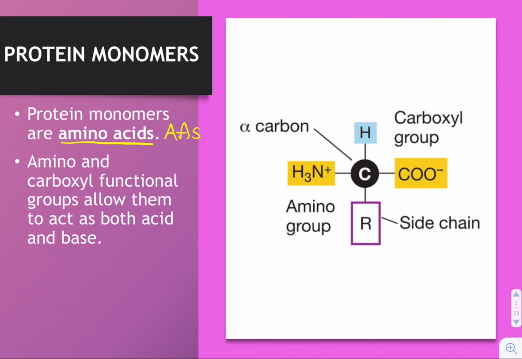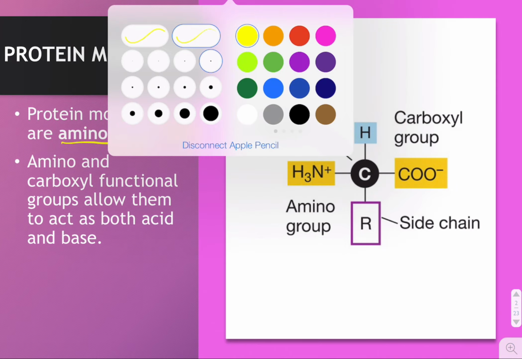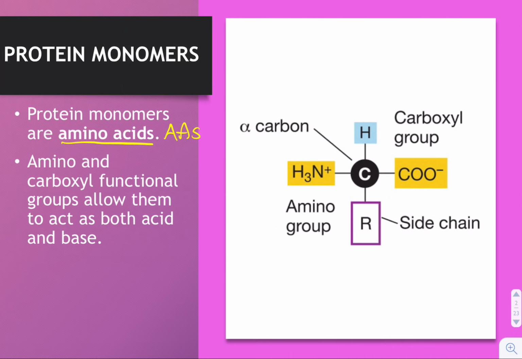Look at this picture here of an amino acid. You'll see that it has an amine, or amino group, and a carboxyl group. Those are two functional groups that you're supposed to know and love. The amino and carboxyl functional groups allow amino acids to act as both an acid and a base. So that's kind of cool.